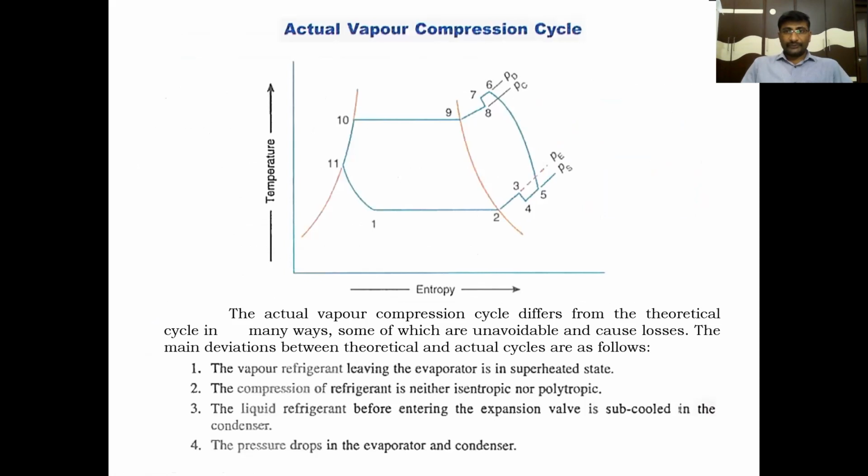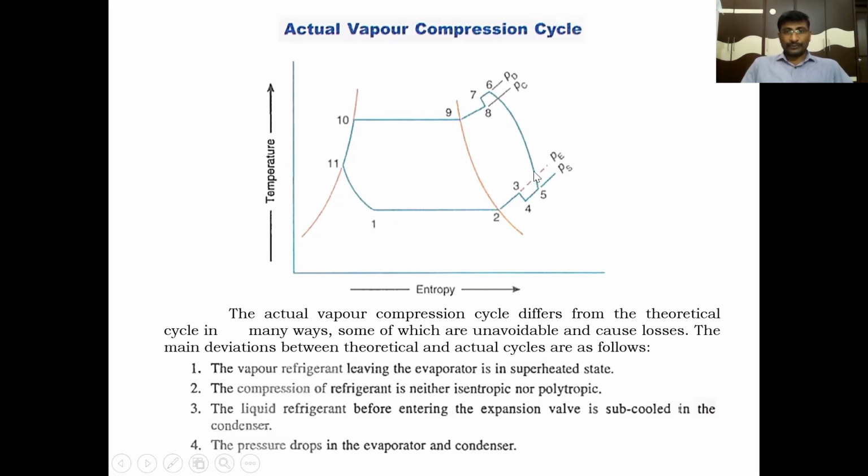The last topic in unit 2 is the actual vapor compression cycle. We studied that compression is isentropic, condensation is constant pressure, expansion is isenthalpic, and evaporation is constant pressure. Till now, we studied the theoretical cycle, but this is the actual cycle. 1, 2, 3 is the evaporation process at constant pressure, the evaporator pressure PE. From 3 to 4, some pressure drop takes place at the suction valve of the compressor. Then by absorbing some heat, the temperature also increases at suction pressure. From 5 to 6 is the compression.